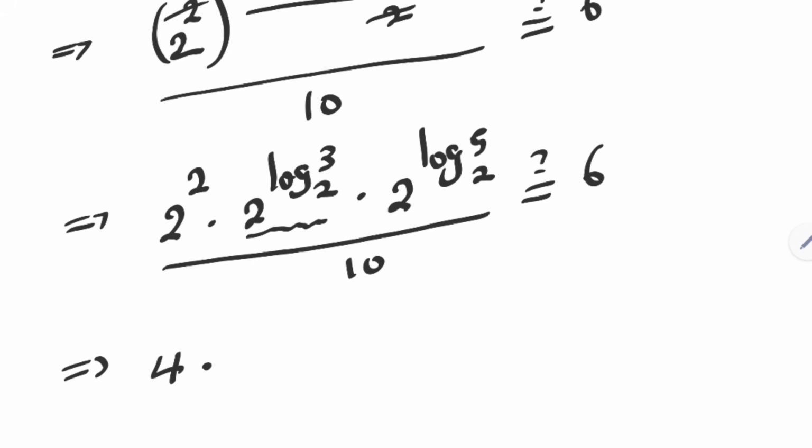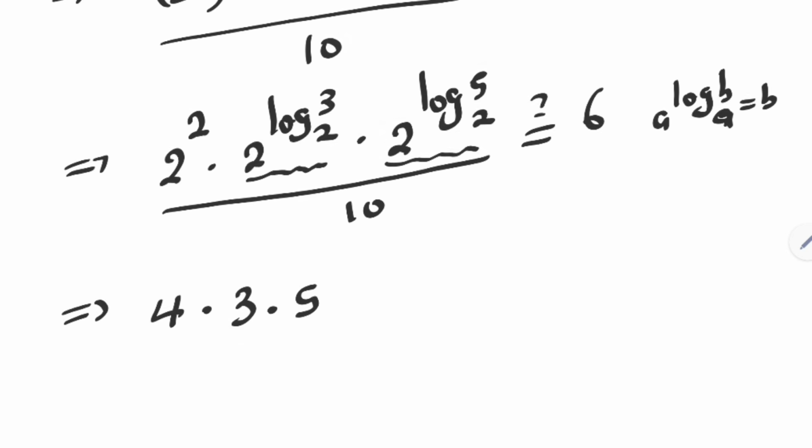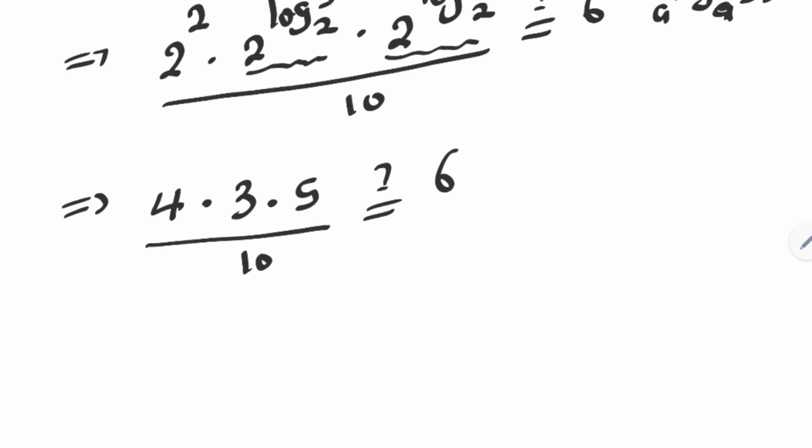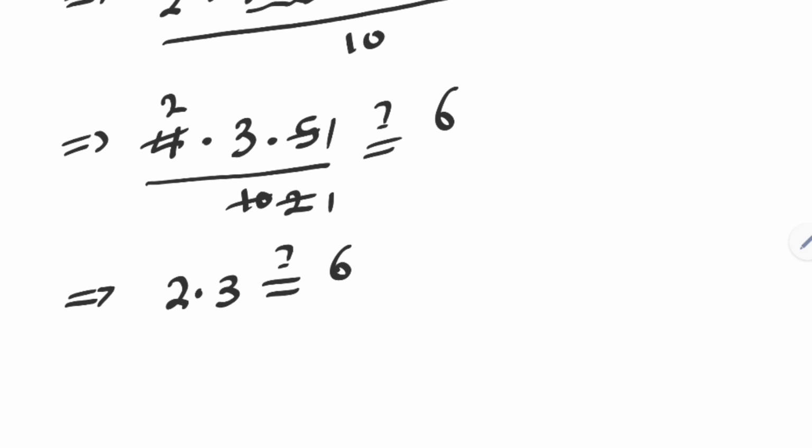4 multiplied by, the whole of this is, if you have a raised to power log b base a, this is equal to b. So it is 3 multiplied by 5 divided by 10 must be equal to 6. Now here, 5 here 1, 5 here 2, 2 here 1, 2 here 2. We have 2 multiplied by 3 must be equal to 6, and of course 2 multiplied by 3 is 6, equal to 6, which is true.